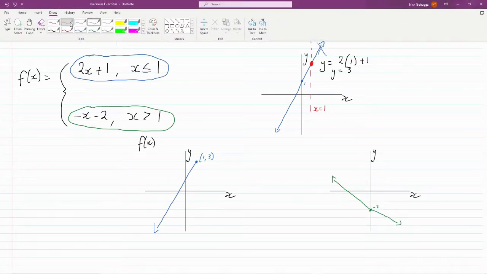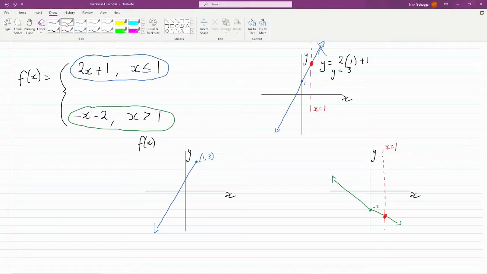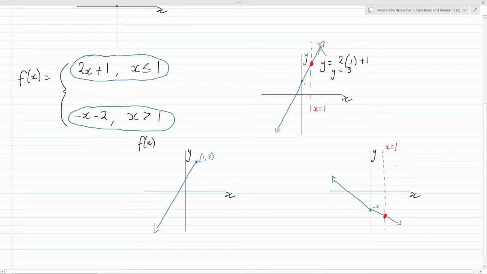Again, draw in the wall, and it's at x equals 1 again. We need to find at what y value the wall intersects. How do we do that? Well, we sub it in. We're going to go with y equals negative 1, take 2. So I'm subbing it into the second part of this graph, the green one. So y equals negative 3.